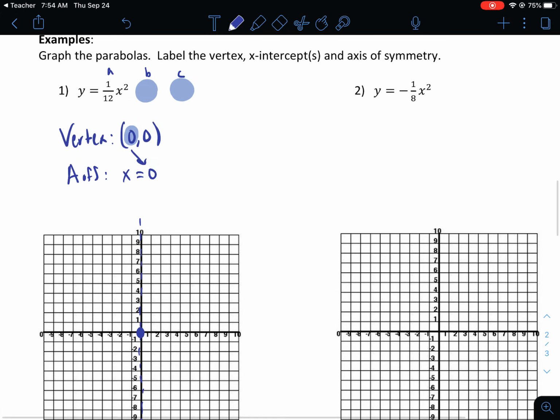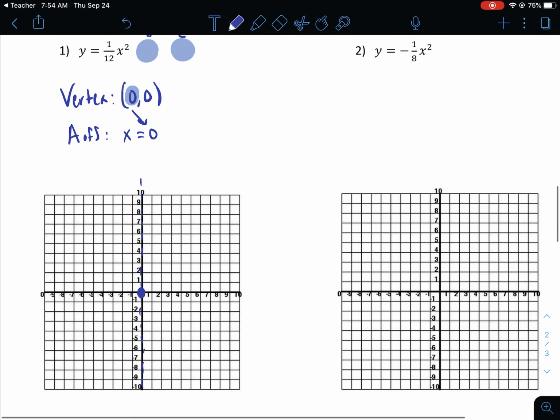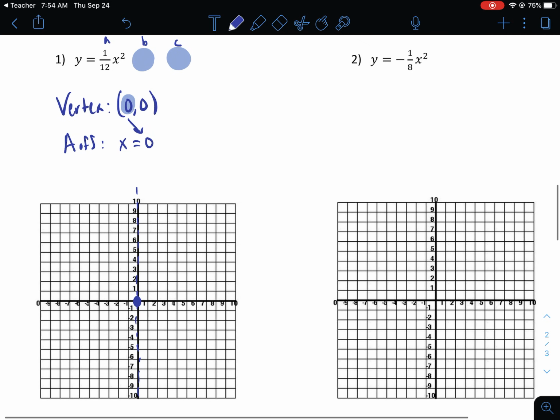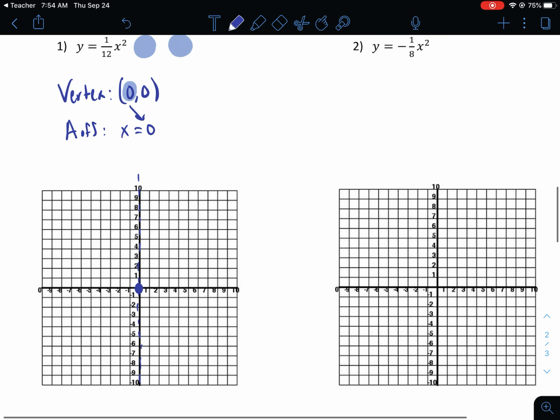Because our a is positive, this is going to be facing up. Because it's between 0 or -1 and 1, the a is 1/12, so it's like 0.0 something. So it's between -1 and 1, we know that this is going to be very wide. Okay, so the only thing that we can do here really is to plug in points and try to find the answer. We'll use the axis of symmetry.